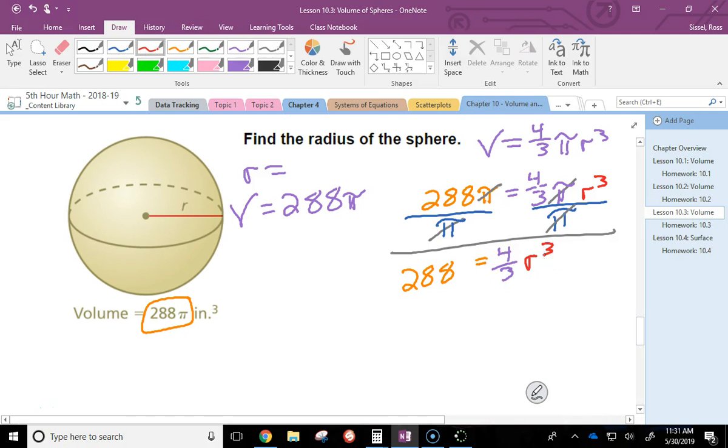Now I want to still get my r isolated. Now I know it's r cubed. I'm not going to undo that because all that's red. I just want to get only red on that side. How do I undo 4/3? It's 4/3 times r cubed. Do you divide by 4 and then times by 3? It's the opposite of what you do on the other side.